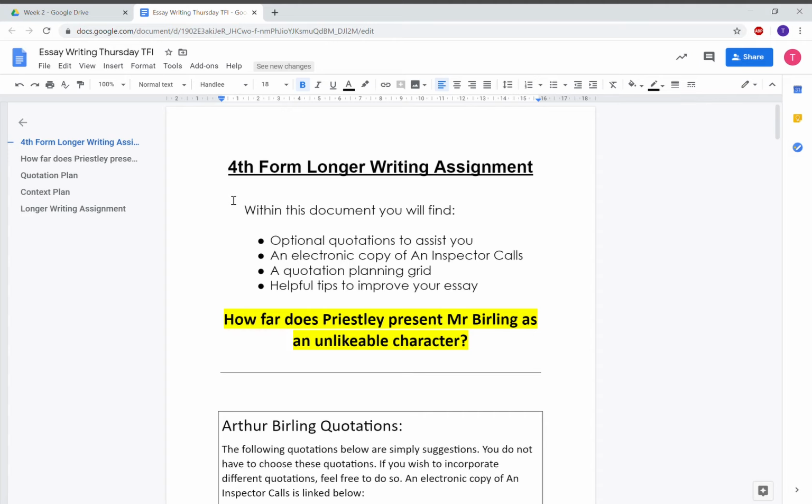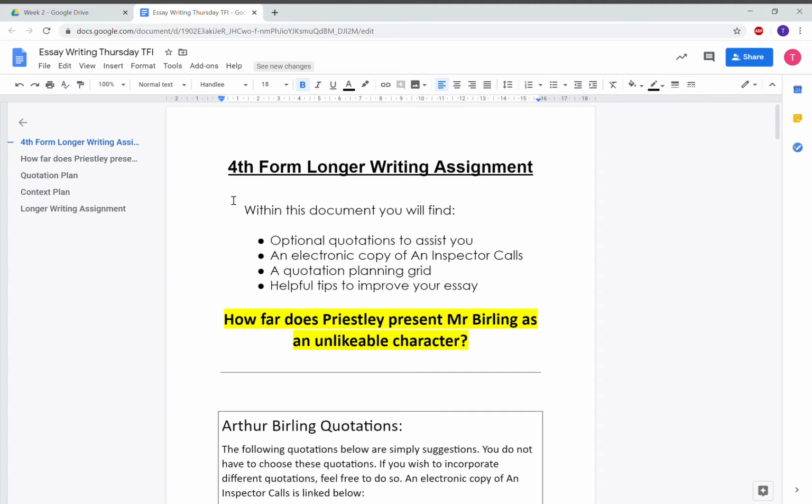Just to outline what it is that you need to do in your longer writing assignment. Okay, to be clear, we aren't going to be writing our longer writing assignment today. You're going to start that tomorrow. But what we're going to do today is start to plan what our response to the essay is going to be. And we're primarily going to focus on annotation, on collecting quotations, which we can use in our analytical paragraphs in our essay.